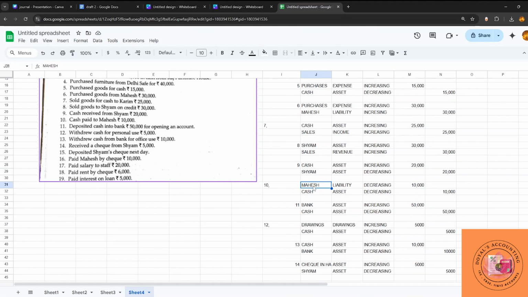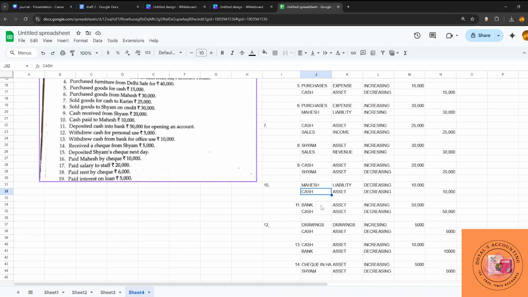Next transaction, cash is paid to Mahesh. Mahesh is a personal account to whom we owe money. So we are paying cash to Mahesh, debit the receiver. So we will debit Mahesh towards 10,000, and our cash is a real account, it's going out. So we will credit cash.